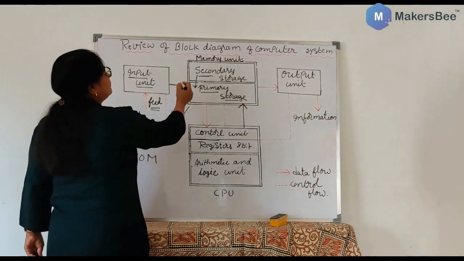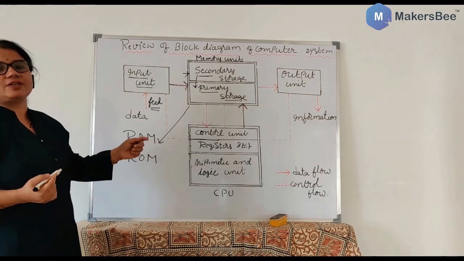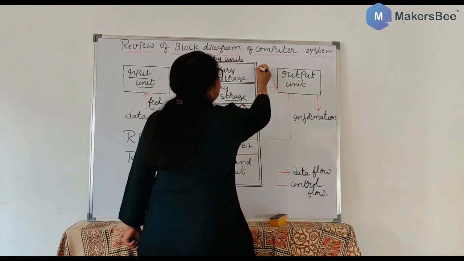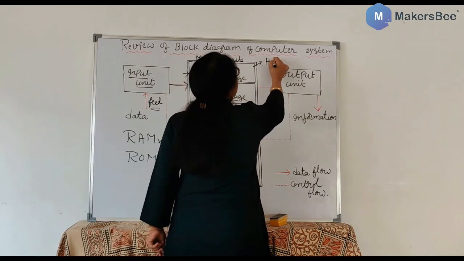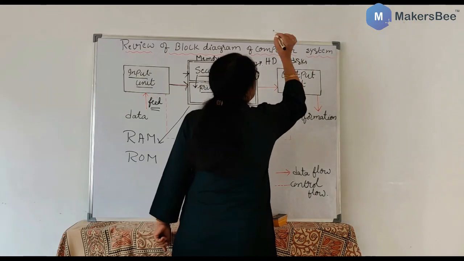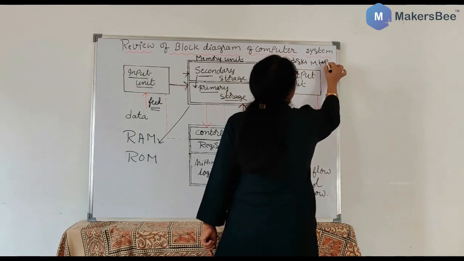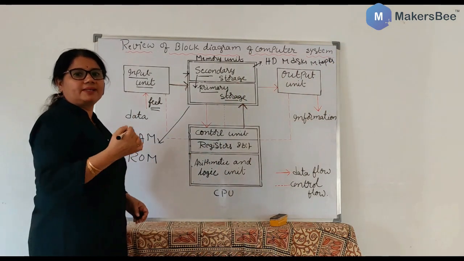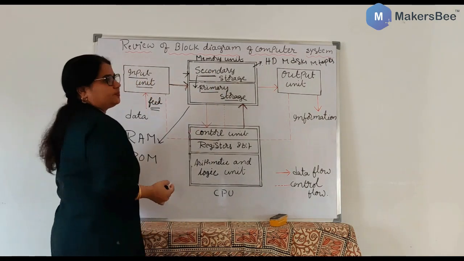Now we come to secondary memory, secondary storage, which is also called external storage. External storage is permanent storage, which includes your hard disk, that is magnetic disks, magnetic tapes, floppy disks, and compact disks. Everything comes under the secondary storage.